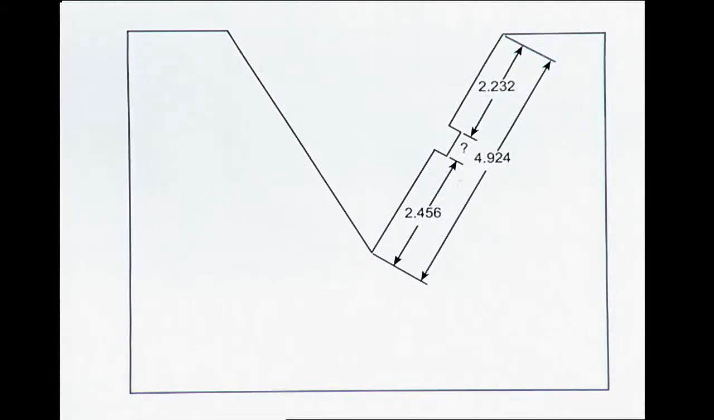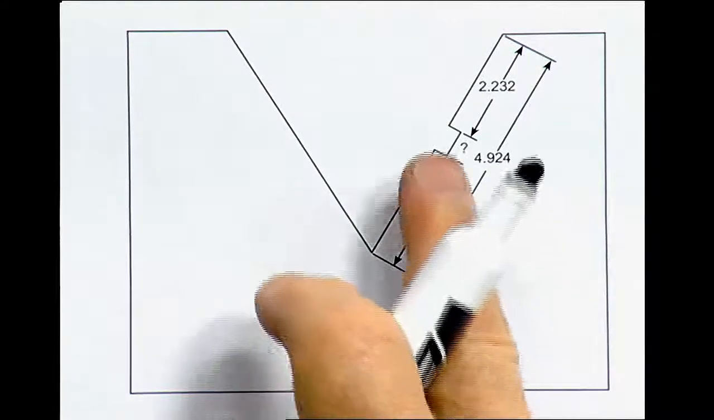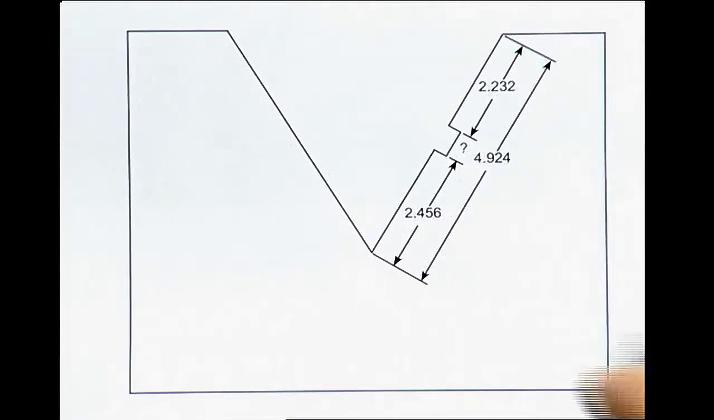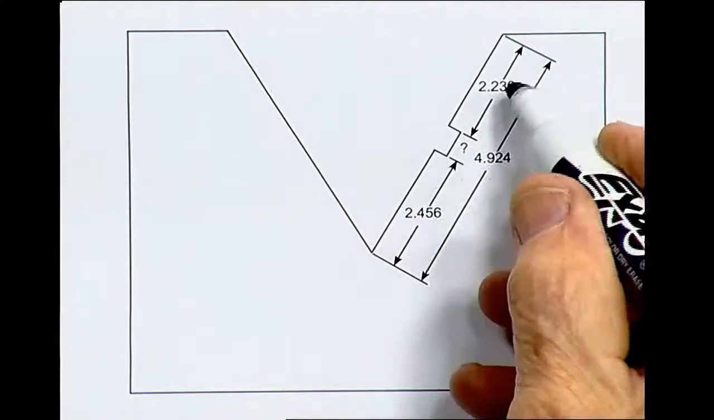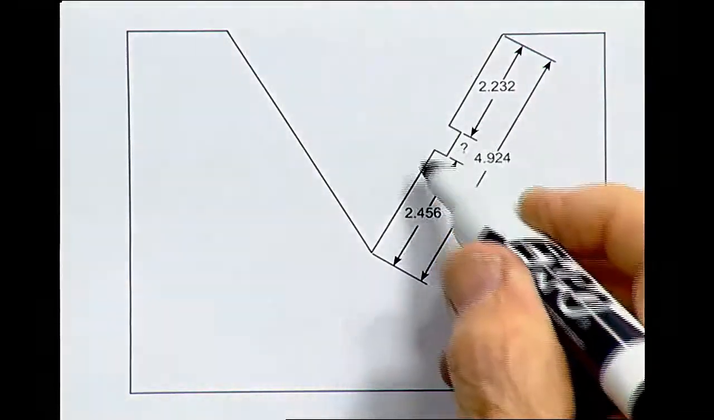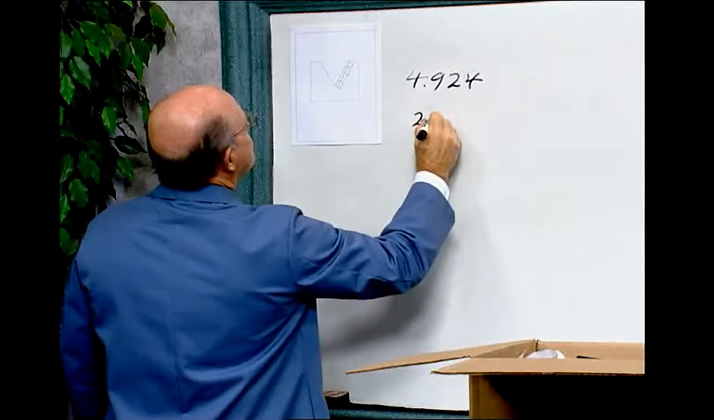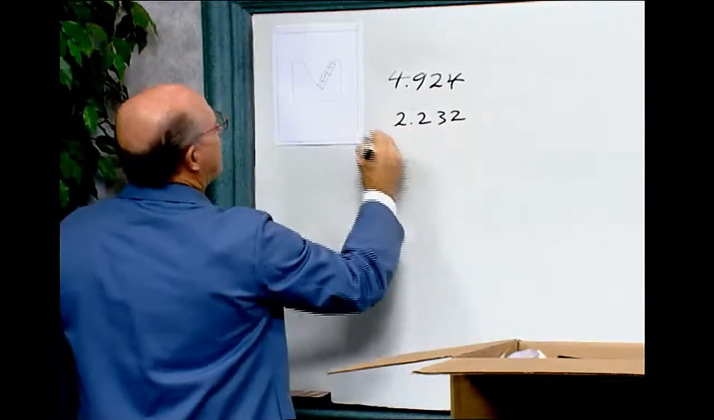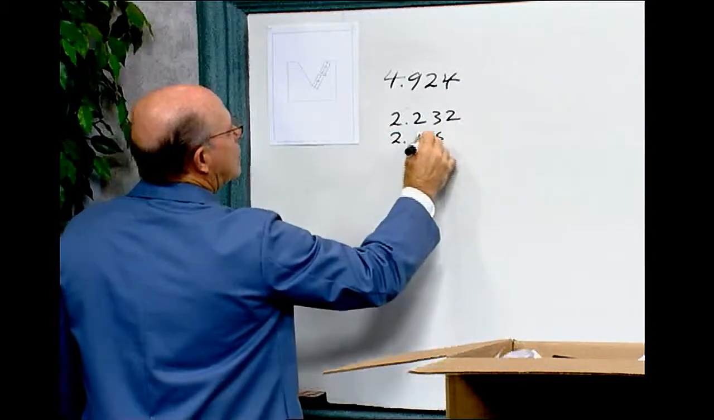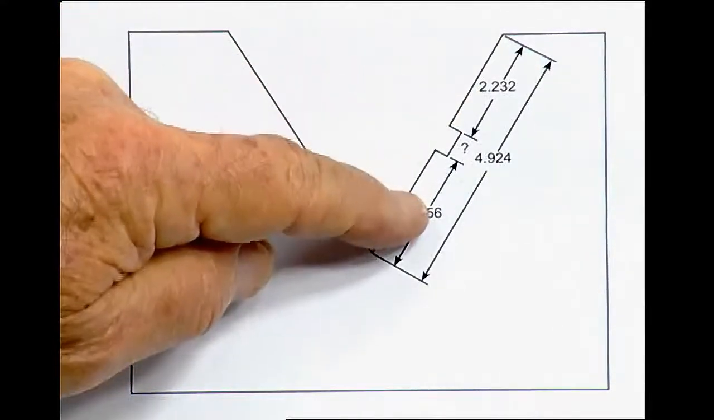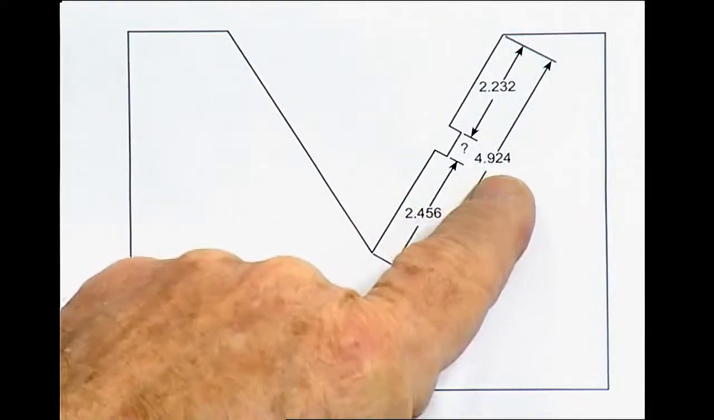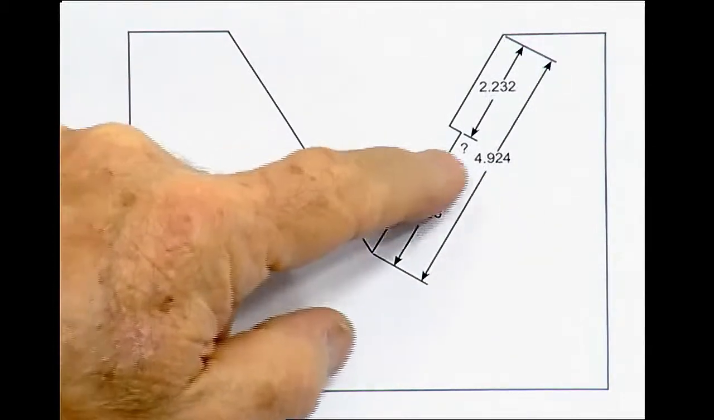We have right here a simple drawing, and what we want to find out is this cutout of this V. Now we have the dimension of one side of the V, that is 4.924. And the two dimensions that we have of the V with the cutout are 2.232 and 2.456. Now what we're going to do is add these two dimensions together, deduct it from 4.924, and we'll get the dimension of this cutout.